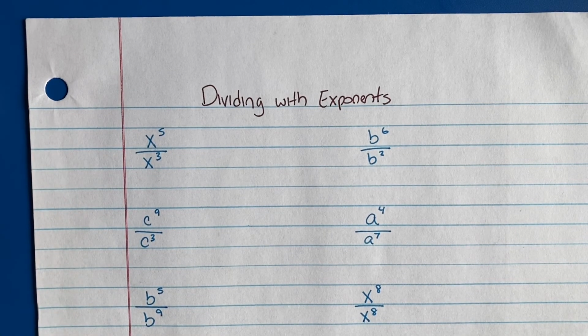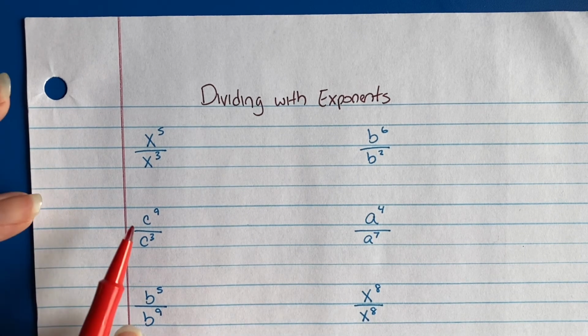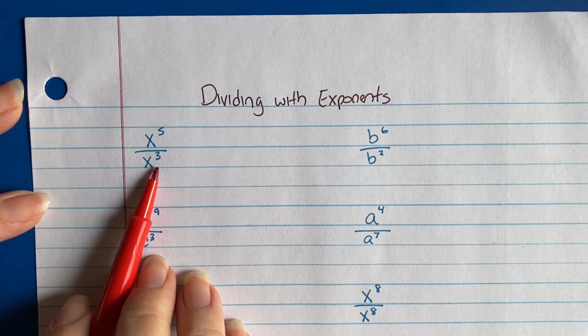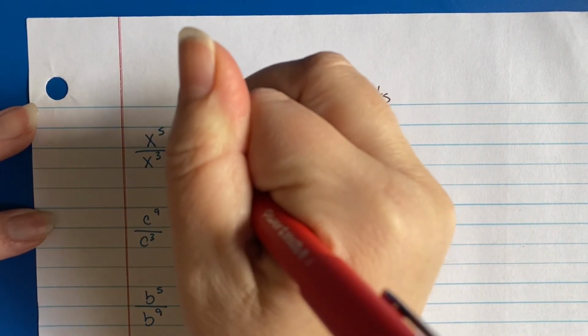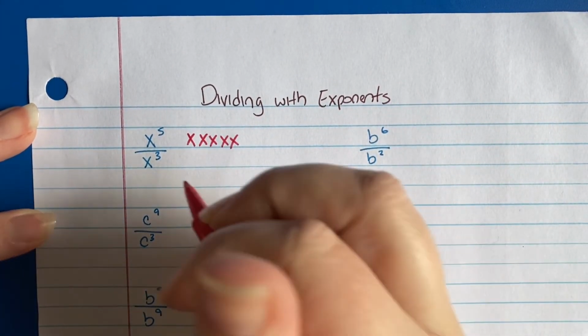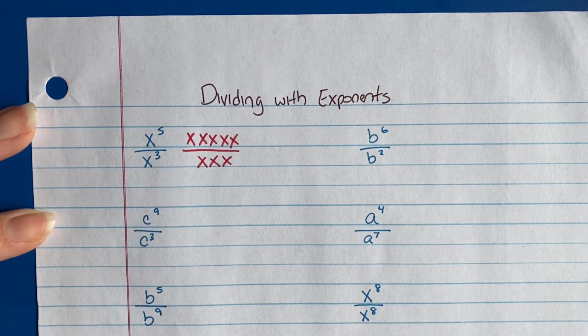In this lesson, we're going to talk about what it means to divide with an exponent. So I have some exponents here set up for us. To start out, we're going to do x to the fifth divided by x to the third power. And remember, you can always expand these out to see what you're dealing with. So x to the fifth is 5 x's multiplied together, and x to the third is 3 x's multiplied together.